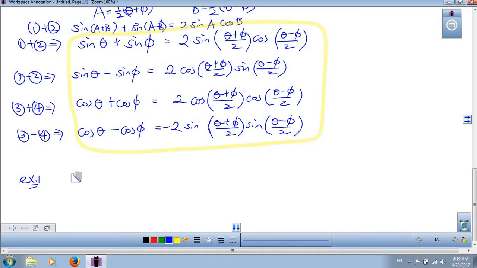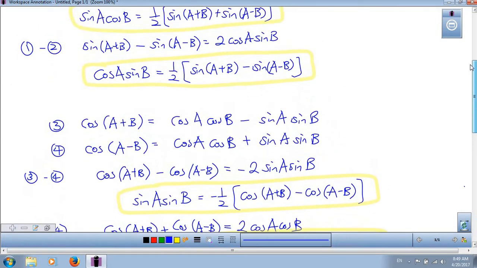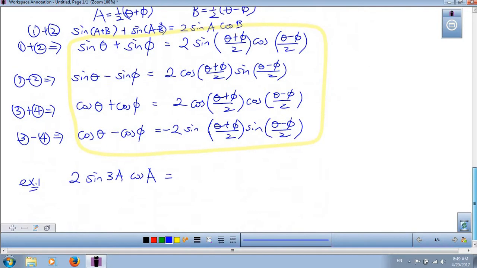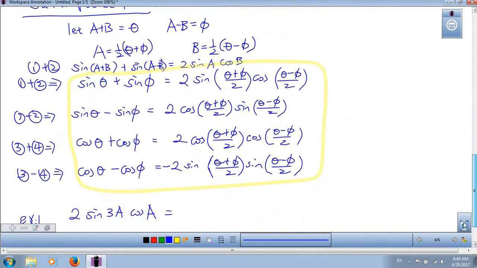Okay, now let's take a look at this. So for example, 2 sine 3a cosine A. Alright, so we want to write it as a sum or difference of 2 sines or 2 cosines. So this is a product to sum formula. So 2 sine 3a cosine A. So if we look at this, our sine times cosine is this one, sine times cosine, right? So sine A times cosine B is equal to half of this expression, sine A plus B plus sine A minus B.